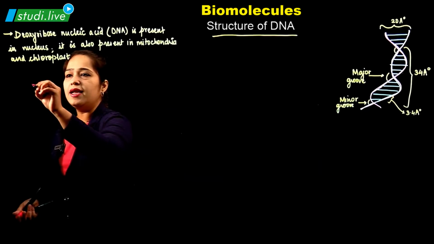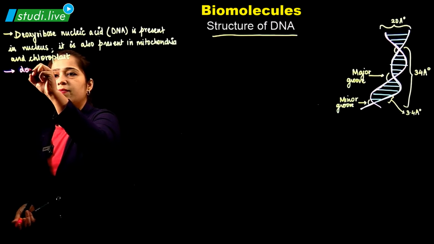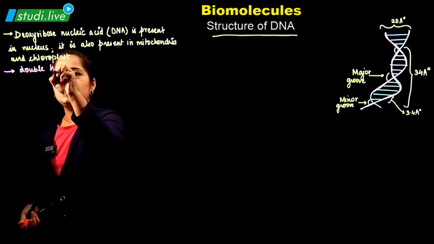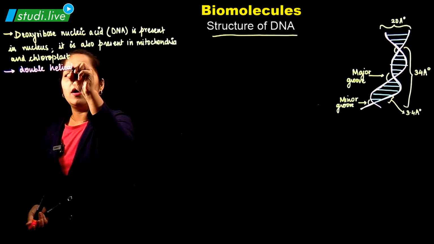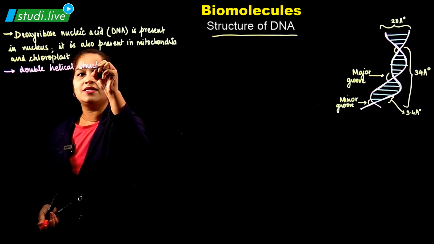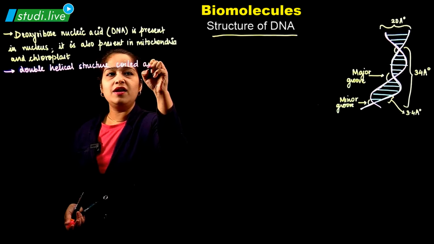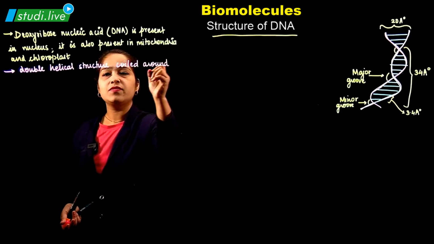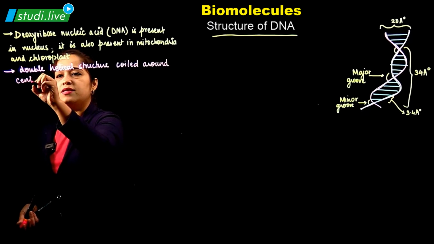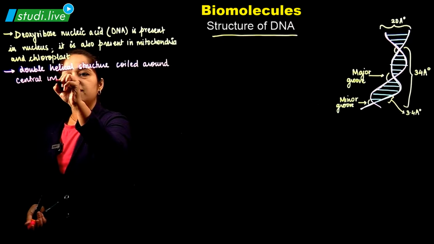So this DNA is a double helical structure which is coiled around a central imaginary axis.